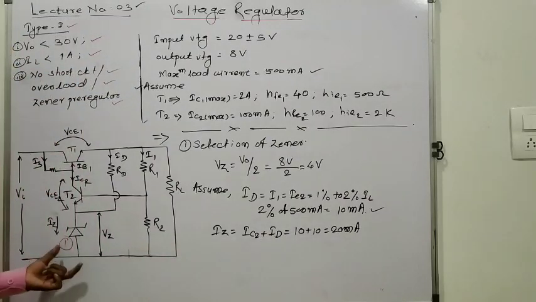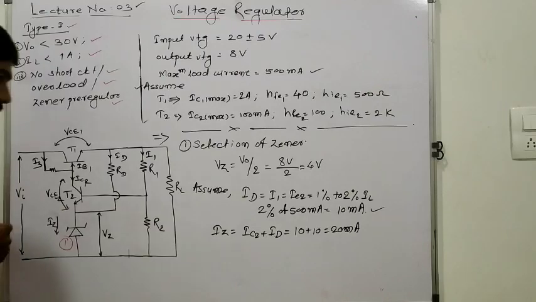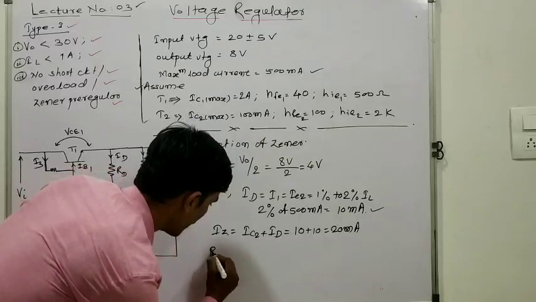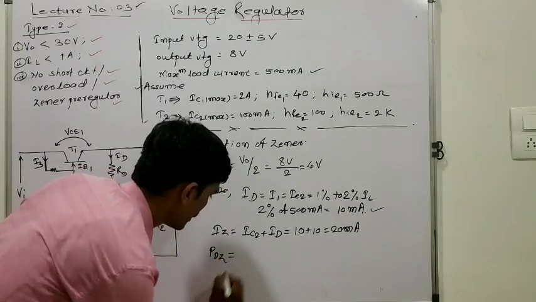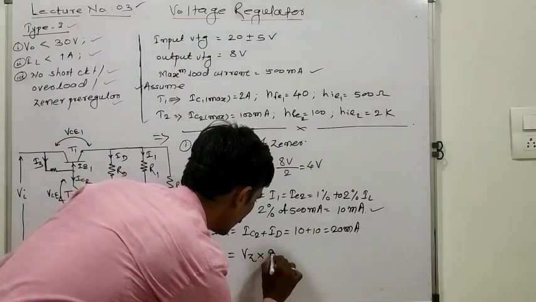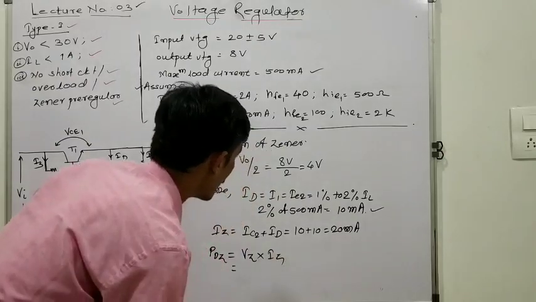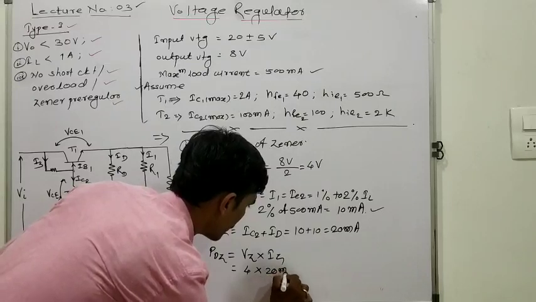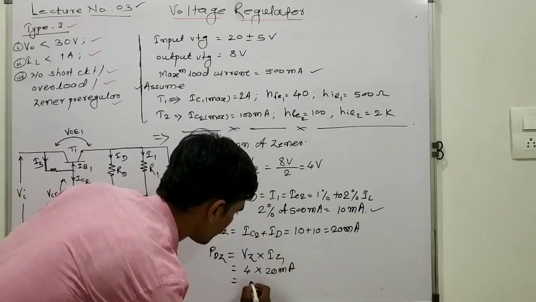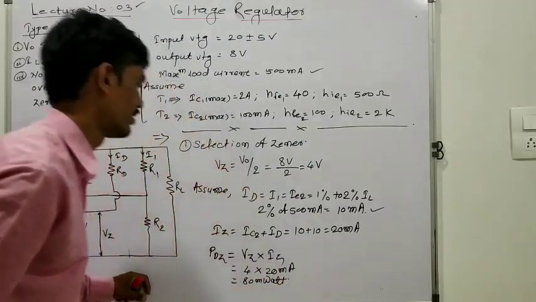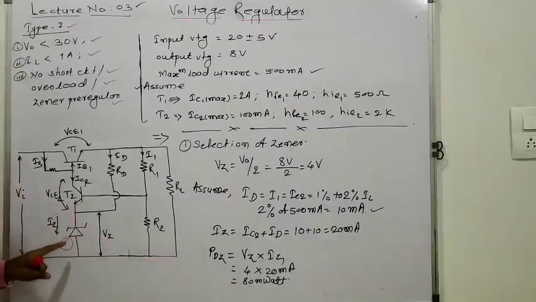Now the point is, what is the power dissipation across the Zener? For selection purposes we must know the power rating of the Zener. So the next step is power dissipation across the Zener. It is nothing but Vz into Iz. So Vz is equal to 4 volt and Iz is 20 milliampere. So it is equal to 80 milliwatt. So this is the power rating of this Zener diode.